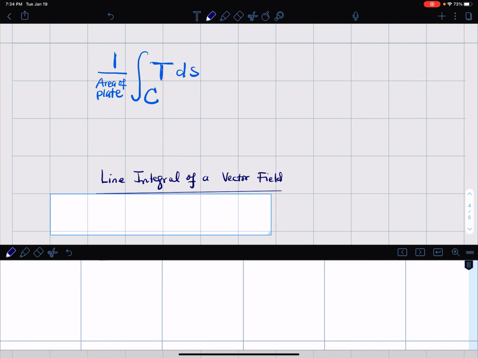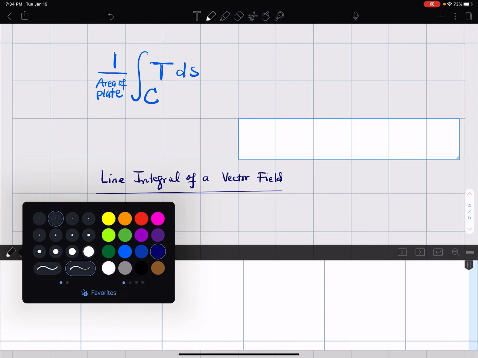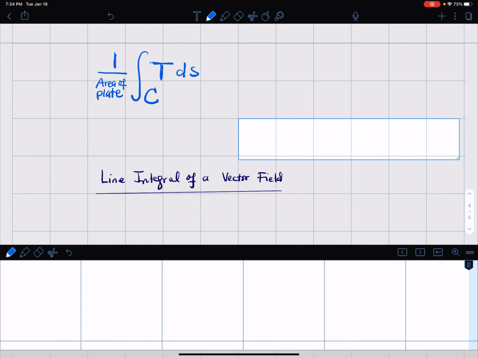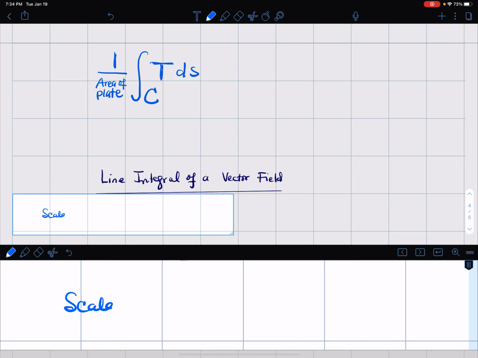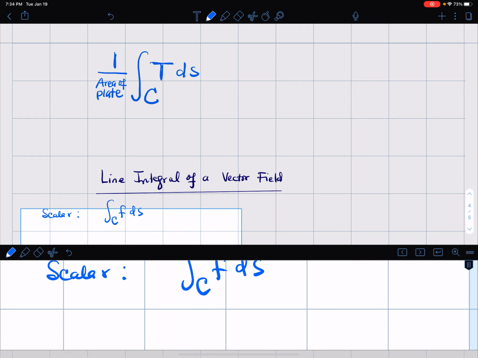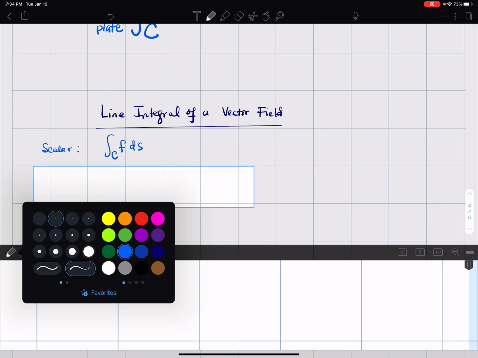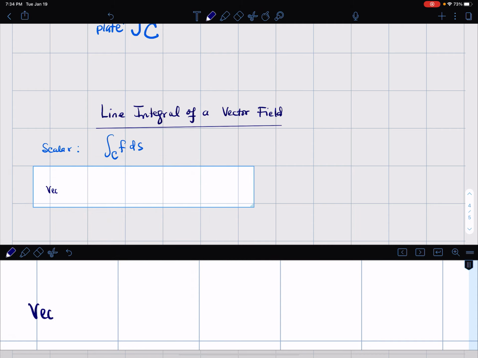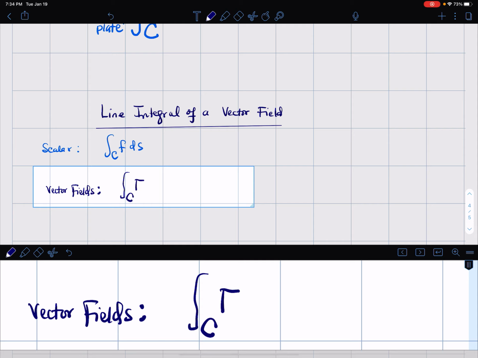All right. So we've been looking at the scalar field line integral, which is the integral of f ds. But now we want to switch to vector fields. This will be the line integral over C of f dot T ds. That's what we want to compute.